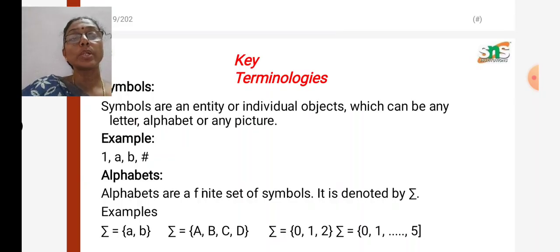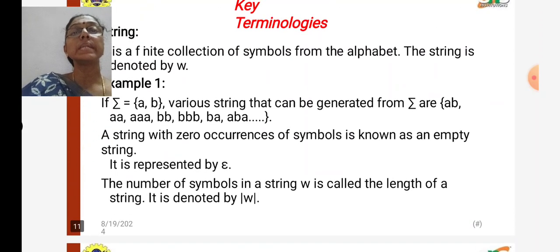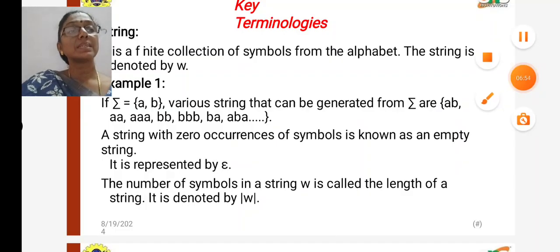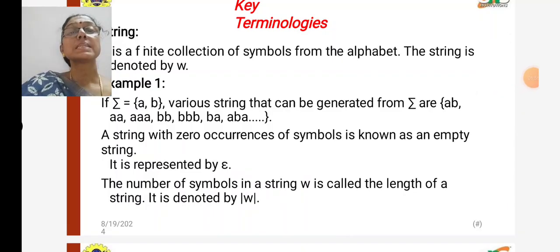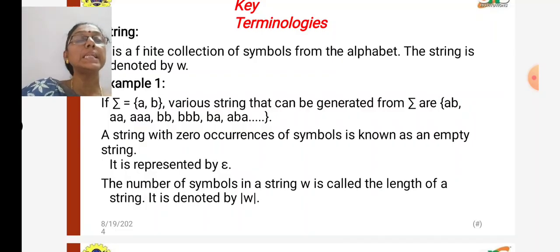The alphabet is denoted by sigma. For example, sigma equals {a, b} means that the language contains only the input symbols a and b. Next is the string, a finite collection of symbols from the alphabet. In this example, with a and b, the various strings that can be generated from sigma are AB, AA and AAA. So from a and b we can represent any set of strings.